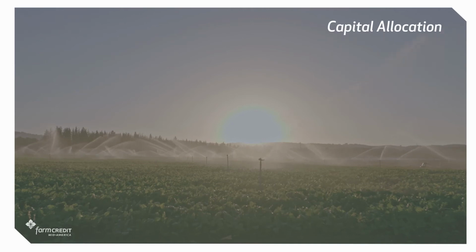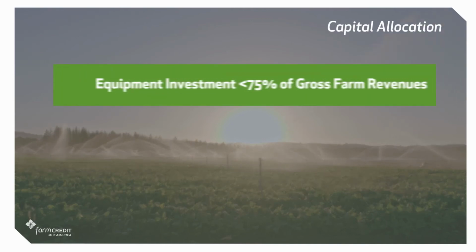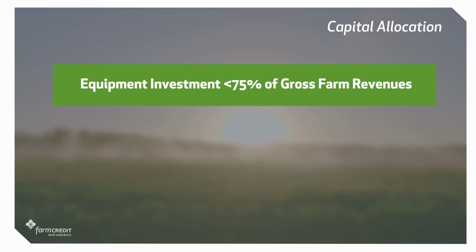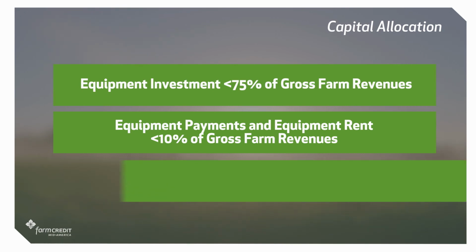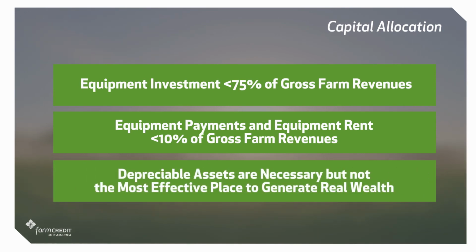There are also benchmarks to monitor capital allocation. Money spent on equipment and other depreciable assets is important to monitor for any operation. Equipment values should be less than or equal to 75% of your gross revenues. Equipment costs, which includes equipment rent and equipment payments, should be less than or equal to 10% of your gross revenues. As these two ratios increase, you may not be fully utilizing your equipment, and those funds could be going back into working capital or to pay down existing debt. Depreciable assets are necessary, but not the most effective in generating real wealth.